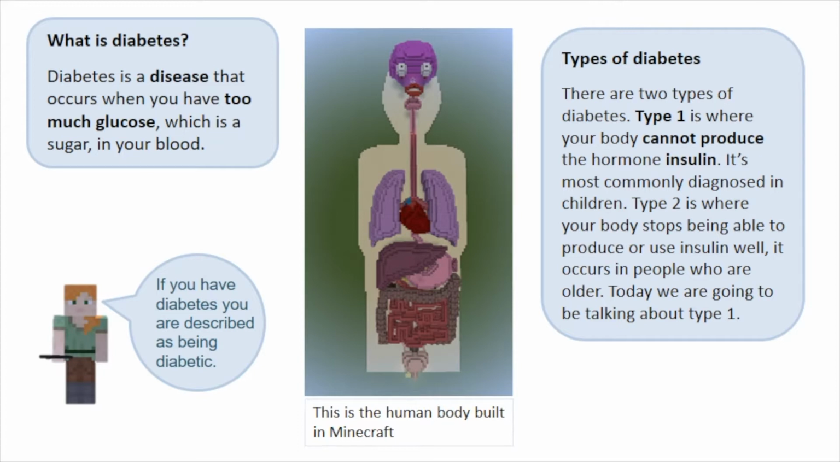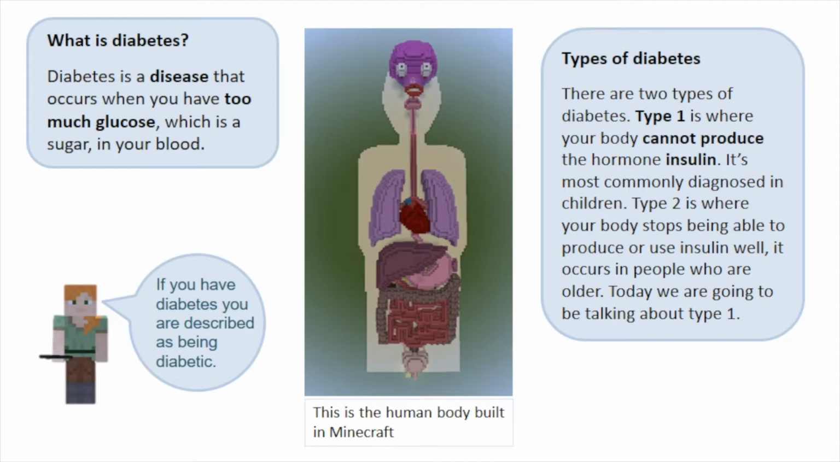There are two types of diabetes. Type 1 is where your body cannot produce the hormone insulin. It's most commonly diagnosed in children. Type 2 is where your body stops being able to produce or use insulin well. It occurs in people who are older. Today we are going to be talking about type 1.